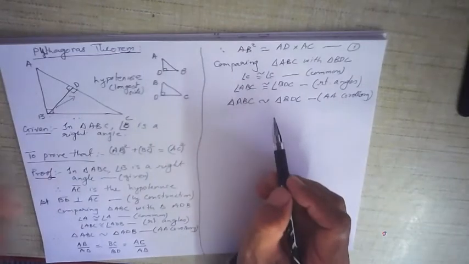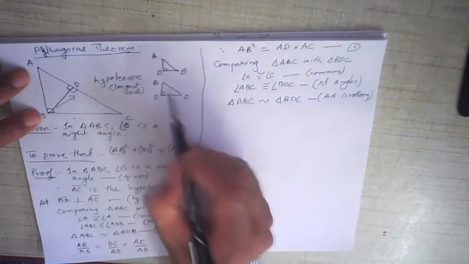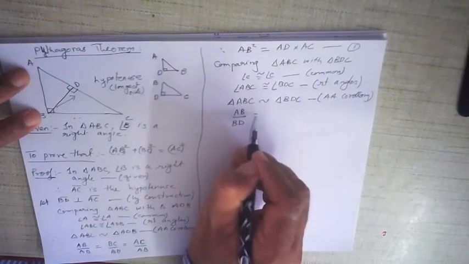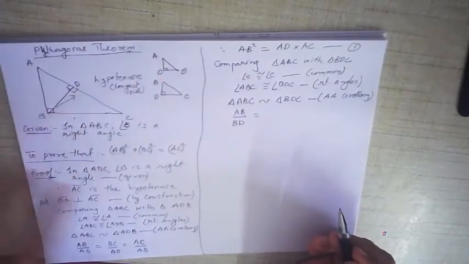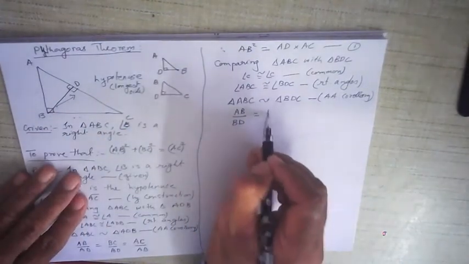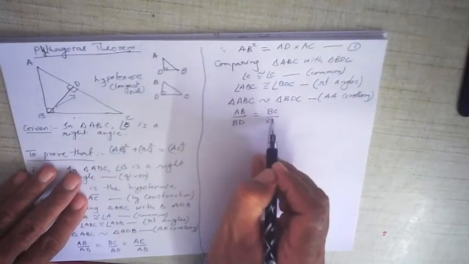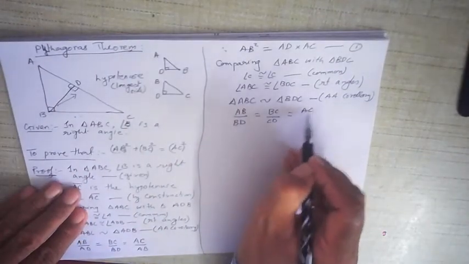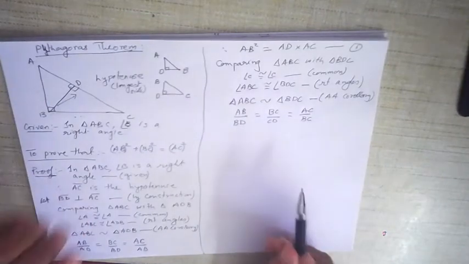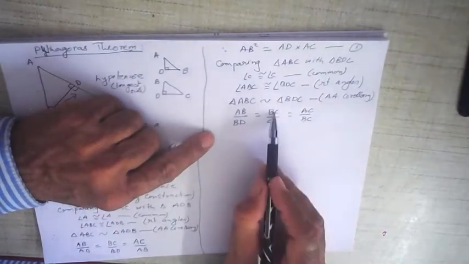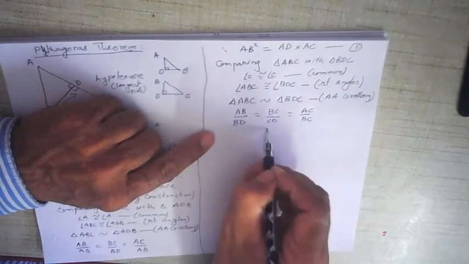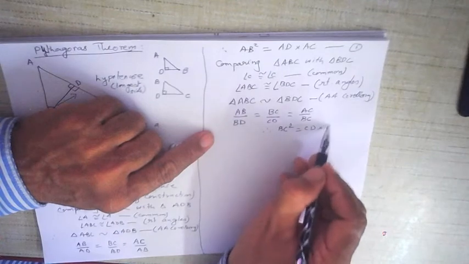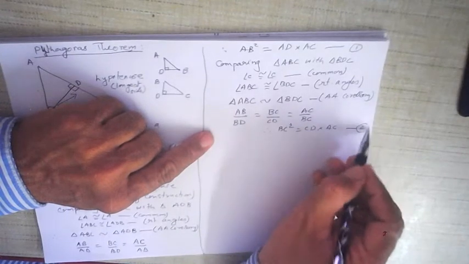So if they are similar, then see the ratio, AB upon BD, is equal to BC upon CD, and is equal to AC upon BC. Now you can see here what is being repeated: BC is being repeated. So if I cross multiply here, I get BC square is equal to CD into AC. Let this be result number 2.